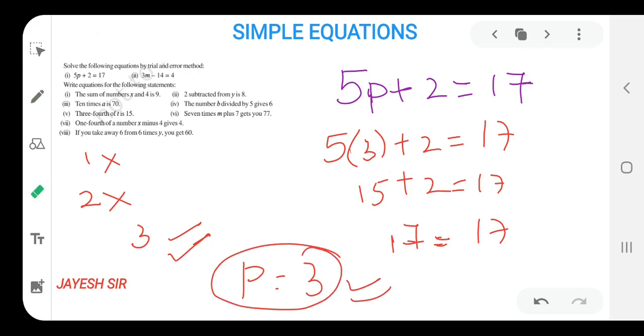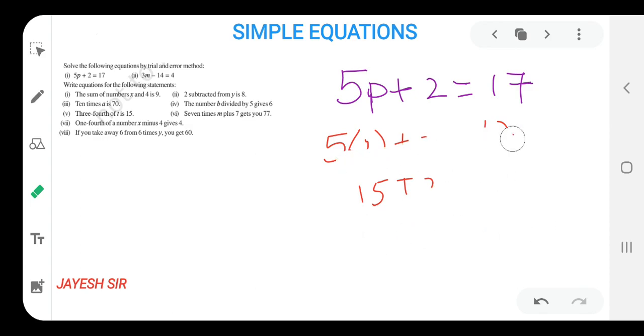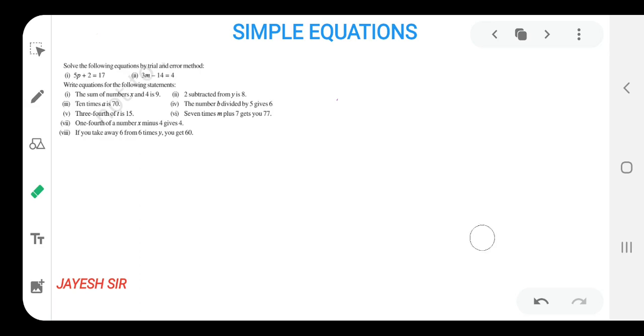So let us begin with the next sum. We have to solve by trial and error method. That's why we are doing it this way, friends. Otherwise we can directly solve and find the correct value of the variable. But here it is said to find it by trial and error method, so that's why we are doing it like this.